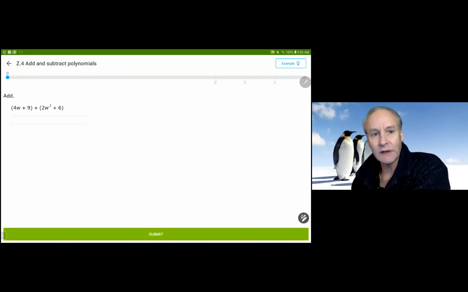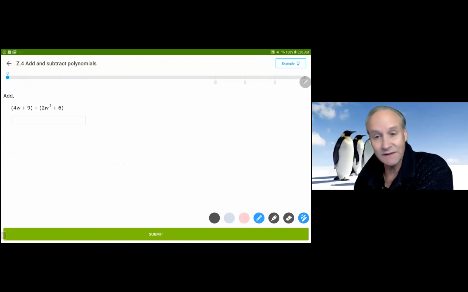They have to have what we call the same degree, so the exponents on the variables have to be the same. The coefficients just add together. And we like to write them in descending order. So I'm going to write the 2w squared first, then I'm going to add the 4w.